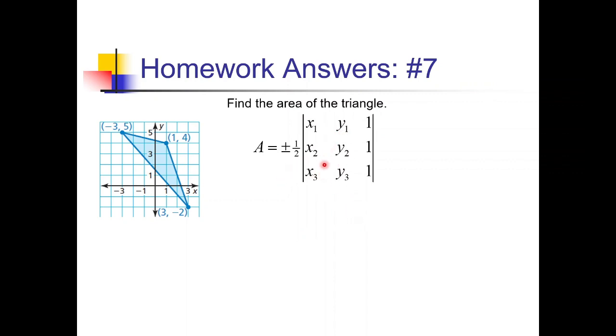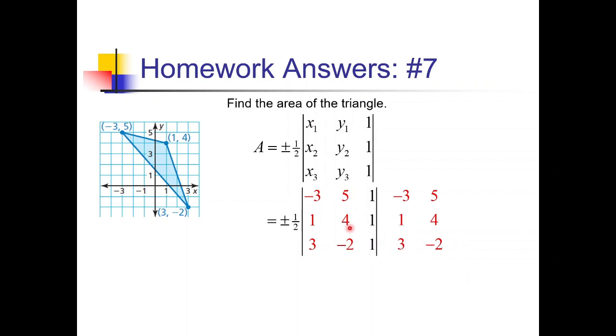So for my matrix then, I'm going to be doing -3, -5 up here, and then 1 and 4, and then 3 and -2. And now I'm just going to go ahead and figure out the determinant of this. So let me rewrite the first two columns that I have in red here over here so I can do my little diagonal dance that I do for these determinants.